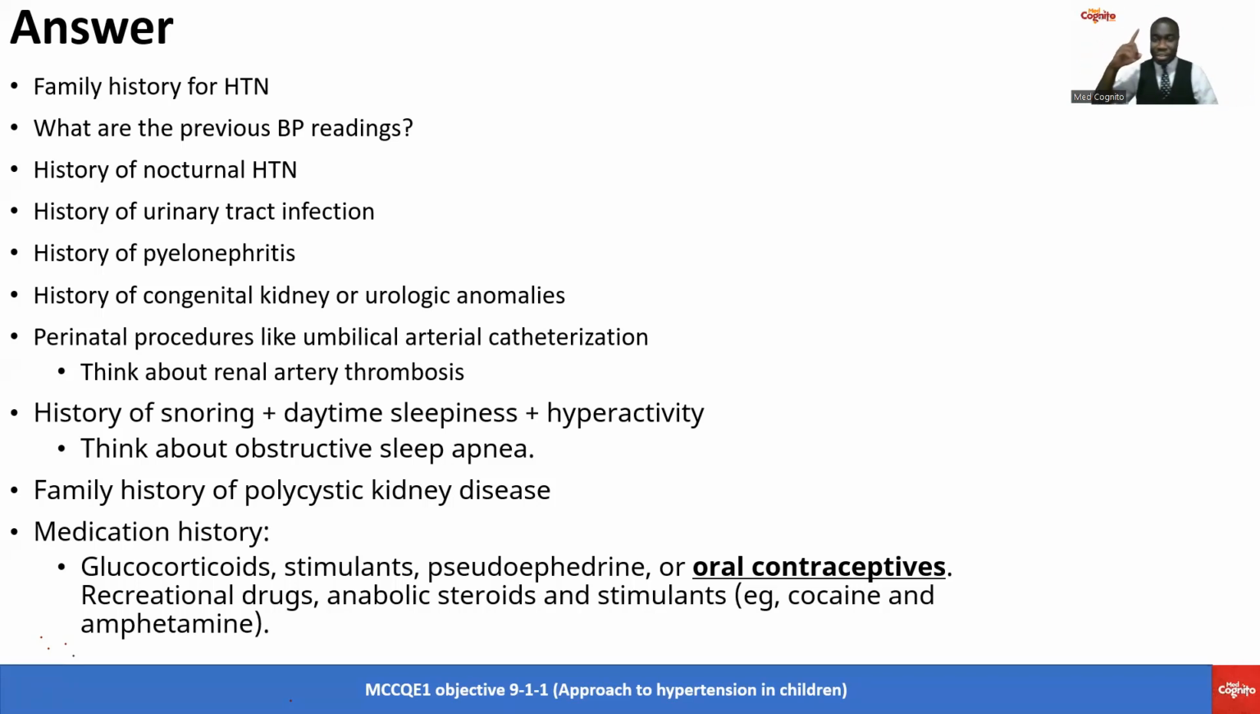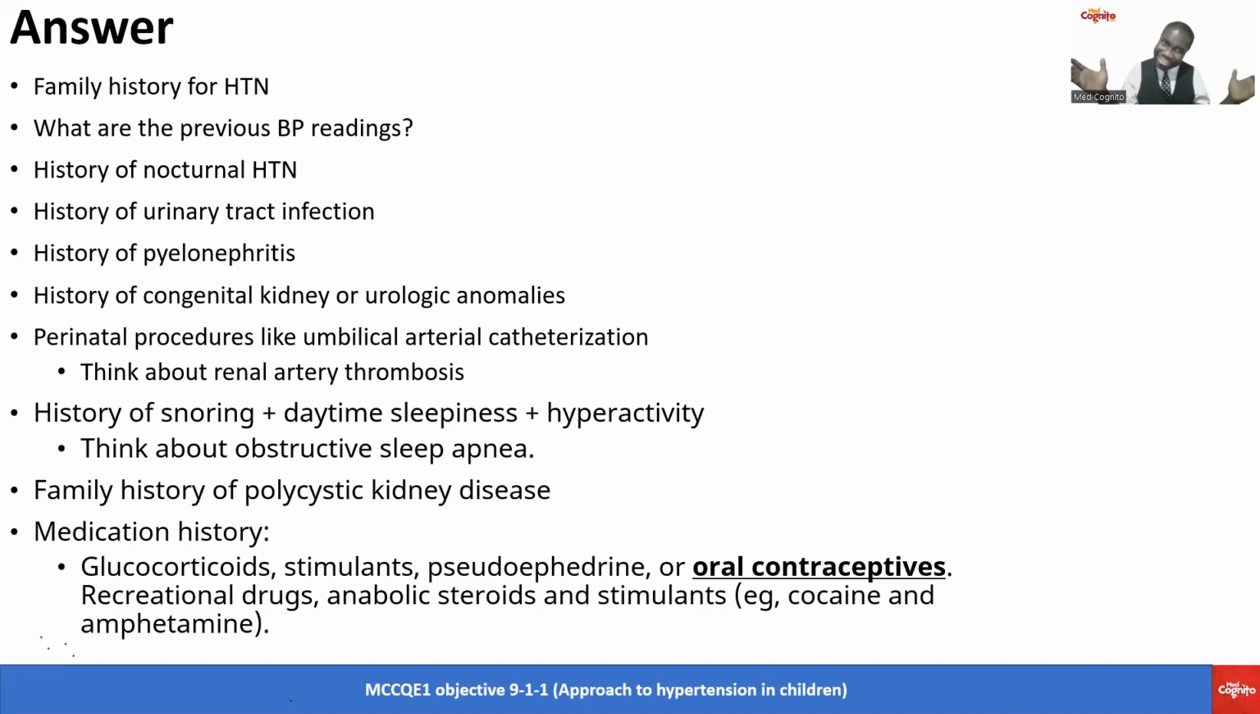So first, family history of hypertension. If you have a child, say 5 years, 4 years, 3 years, and there's a family history, all uncles have had hypertension and they had it when they were very young, it should draw attention. Could this child have polycystic kidney disease? Number 2, what are the previous blood pressure readings? Number 3, history of nocturnal hypertension. Is it more likely in essential hypertension or secondary hypertension?